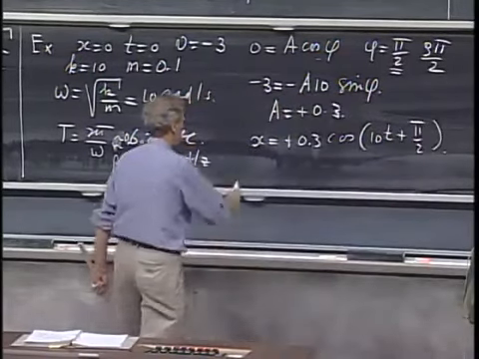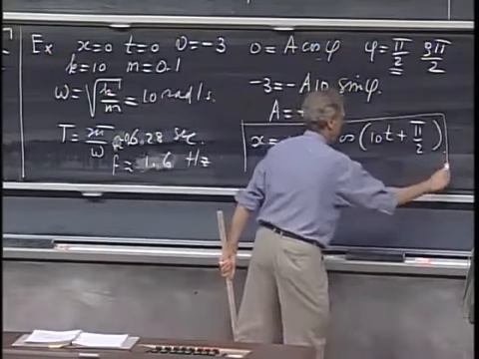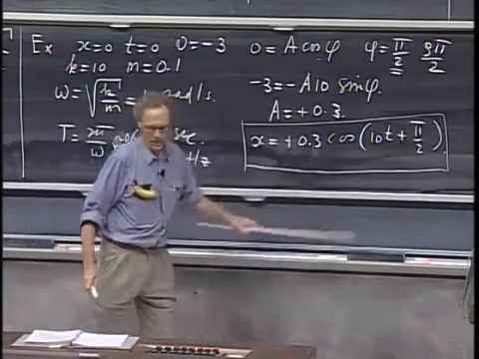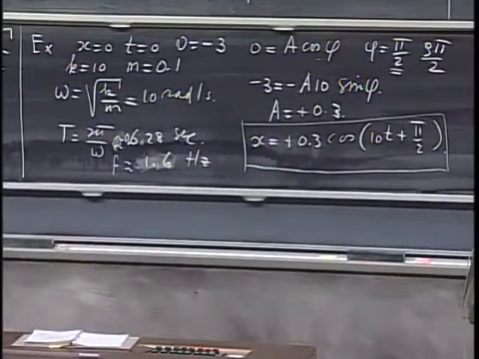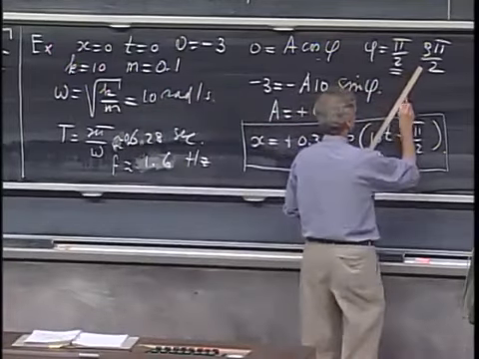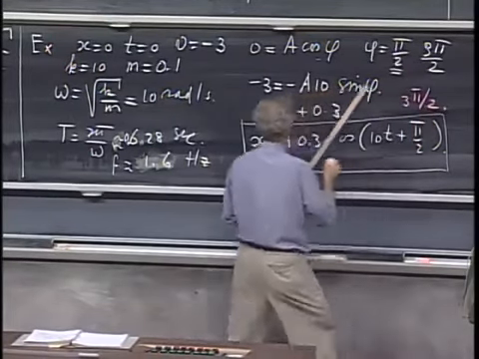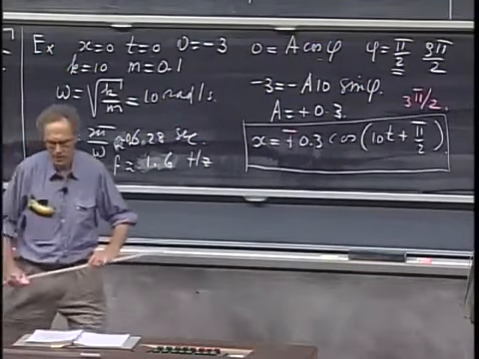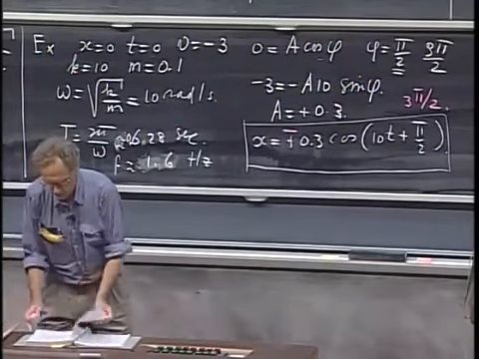So you see that the initial conditions, what the conditions are at t equals 0, they determine my A, and they determine my phase angle. If you had chosen this as the phase angle, 3π over 2, that would have been fine. You would have found a minus sign here, and that's exactly the same. So you would have found nothing different.